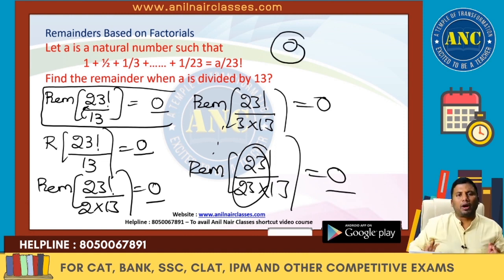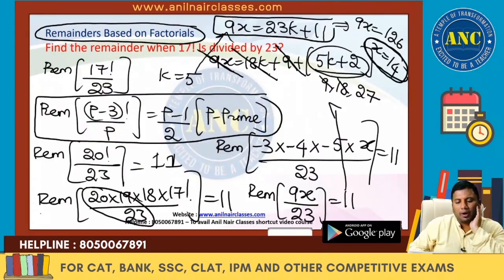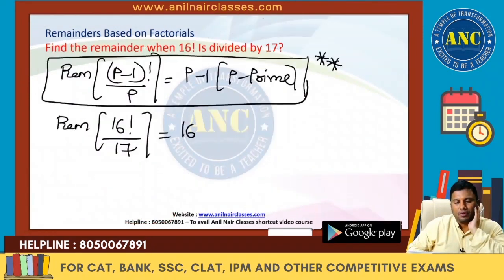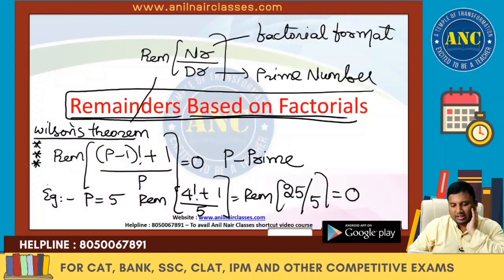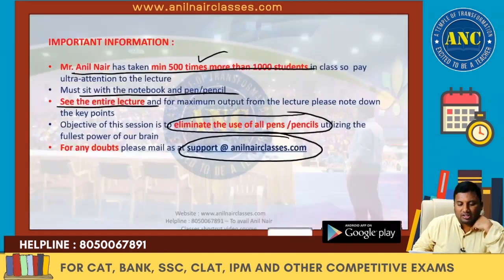Very beautiful problems that we discussed today. Let us go one by one. All the problems whatever we discussed, we will again do a recap. Wilson's theorem. Today we discussed all the remainder based problems based on factorial. If the numerator is in the form of a factorial and the denominator is a prime number, I can use Wilson's theorem. Wilson's theorem is p minus 1 factorial plus 1 when divided by p is 0.